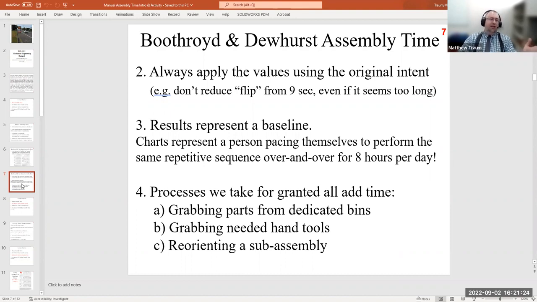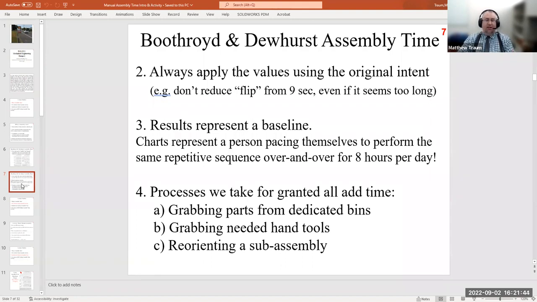Like I can put mine together in 2/3 of the time. So why not just use my number rather than the Boothroyd number? Well, it's because you just did it once, right? So if you think about somebody doing the exact same repetitive task over and over again for 8 hours, they get into sort of a rhythm, a cadence.